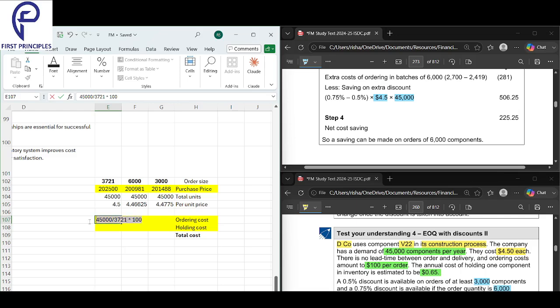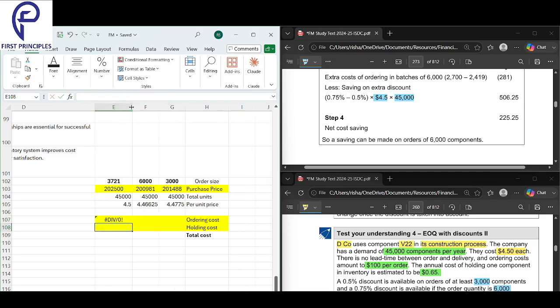So I will just use the formula so it will be easier. What is my annual demand? 45,000. Each time, how much order am I placing? 3,721. Each time I'm placing this. So what is my order size into the ordering cost of 100? Okay, let us do the math here.